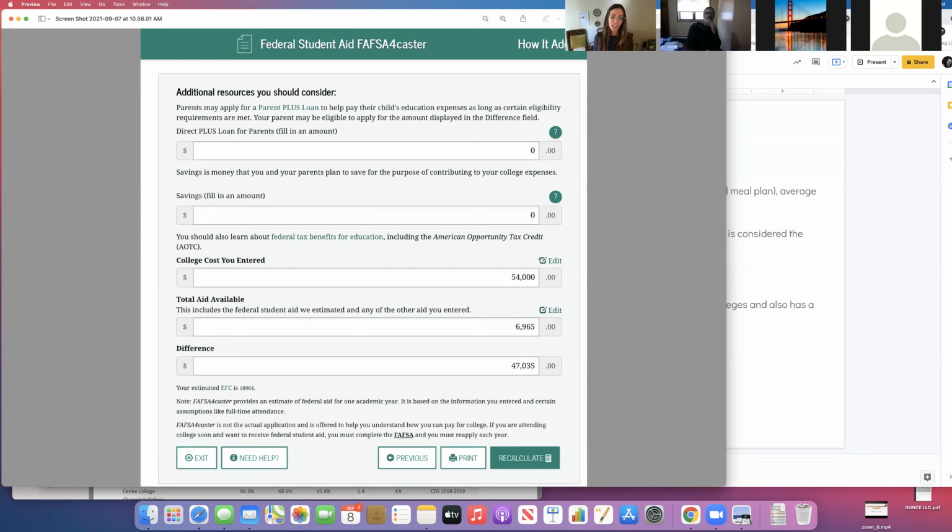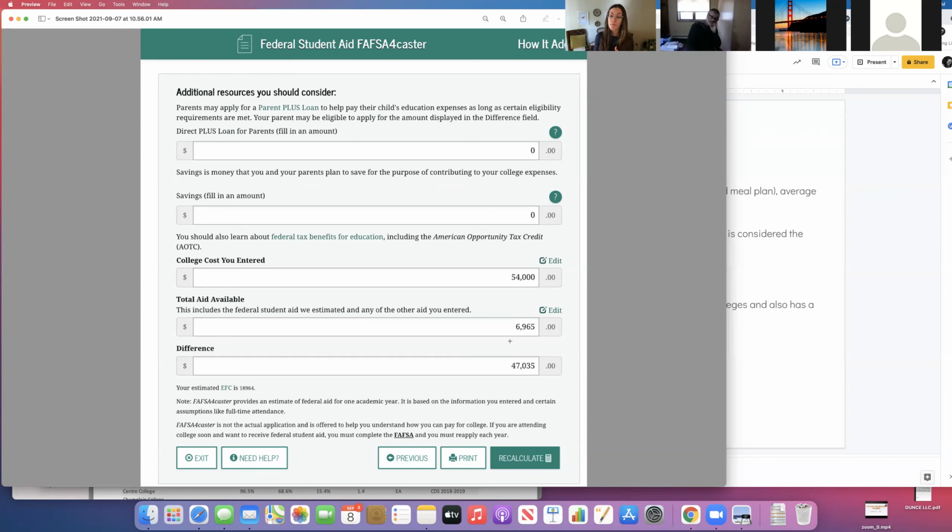And then the total aid available, what they're defaulting to here, based on the income information I put, which makes me ineligible in this case for Pell Grants and SEOG grants. The income would be too high here at 95,000 for those grants. So what it's giving me here, this 6965, is a work study grant, a yearly work study grant.